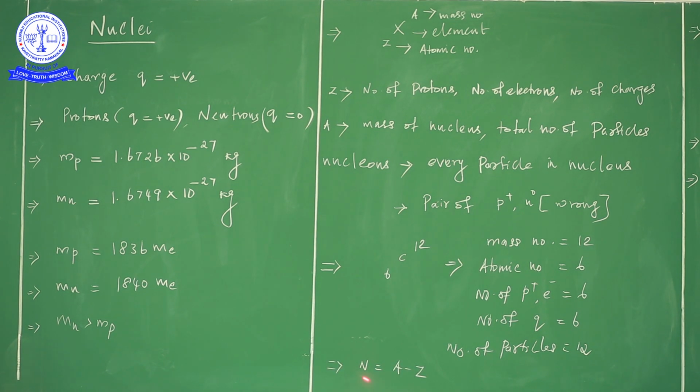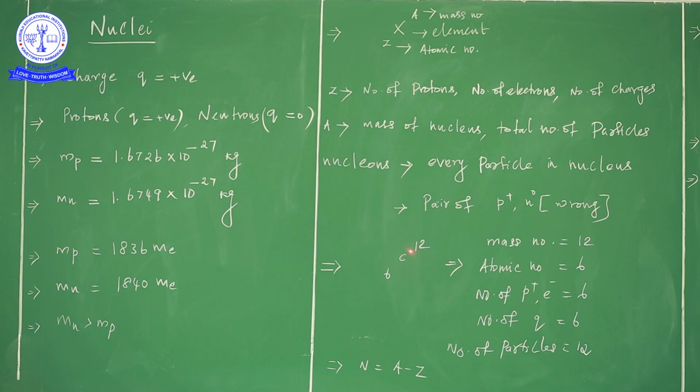So if you want to get the number of neutrons in the particular nucleus, from the mass number we subtract the atomic number. So that is the difference between the mass number and atomic number. Here the mass number is 12 and the atomic number is 6, so the difference is 6. So we are having 6 neutrons here.